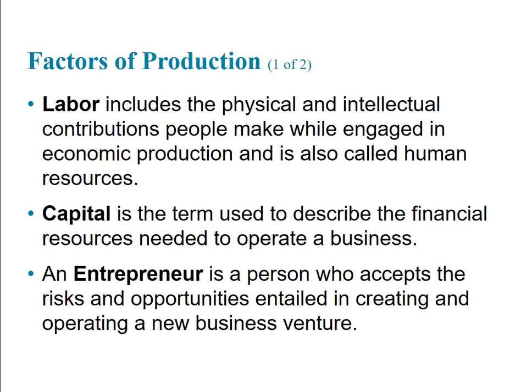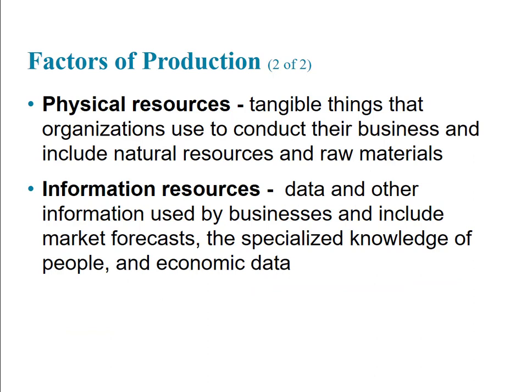The next factor of production is capital. These are the financial resources needed to operate a business. We also just call this, sometimes people will just say this is the money, but capital is that financial resource we need to be able to operate our business. The next factor are entrepreneurs. An entrepreneur is just an individual who accepts all the risks and all the opportunities entailed in creating and operating a new business. The next one we're going to talk about are physical resources.